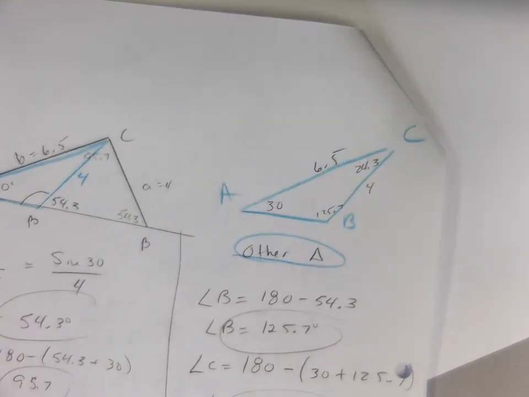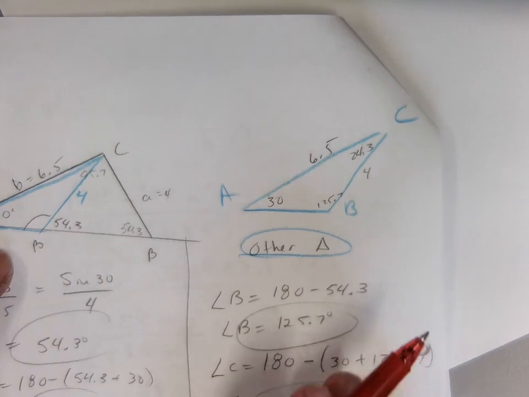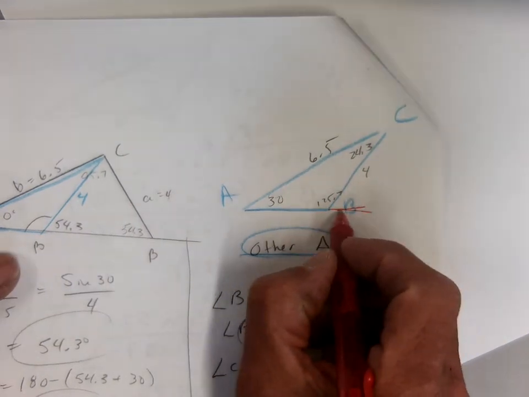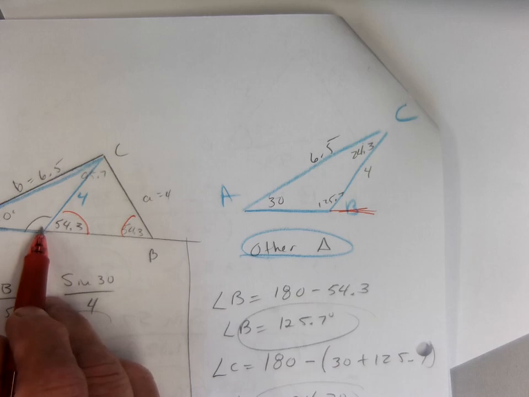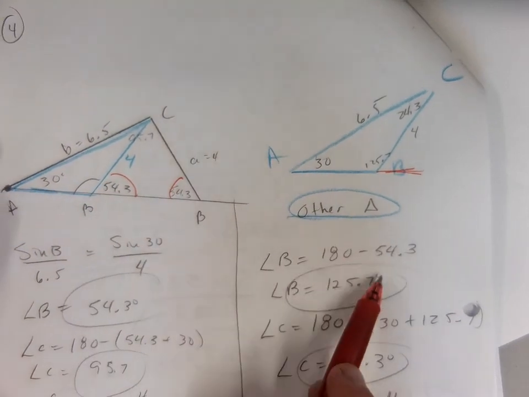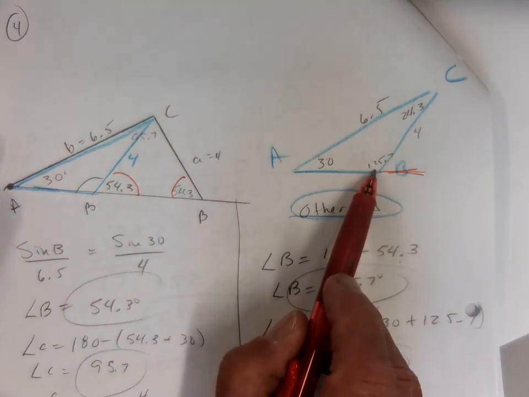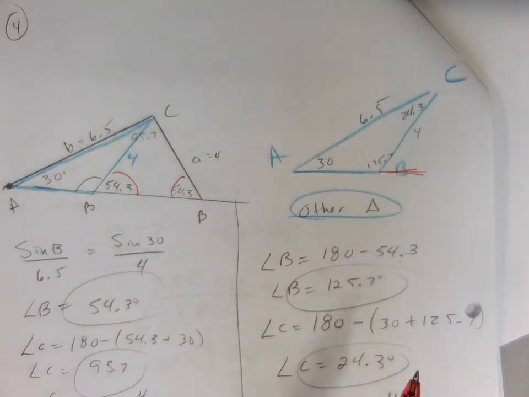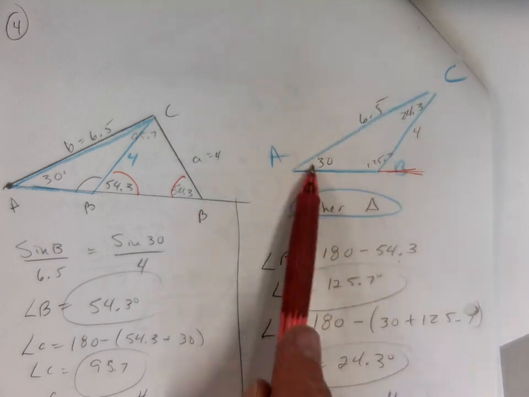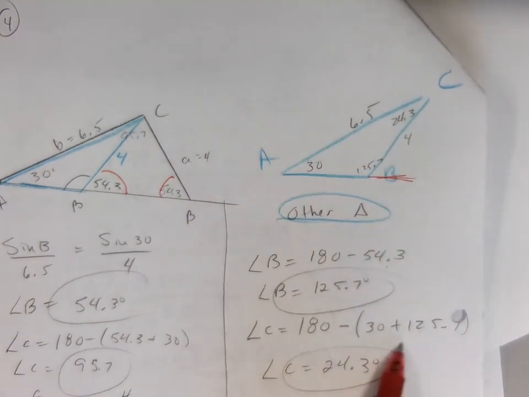Now the other triangle could have been drawn here. You can see it in blue. The trick to this one is to know that these two angles are equal, therefore you can find angle B from 180 degrees. So I subtracted 54 from 180, and that gave me 125.7.